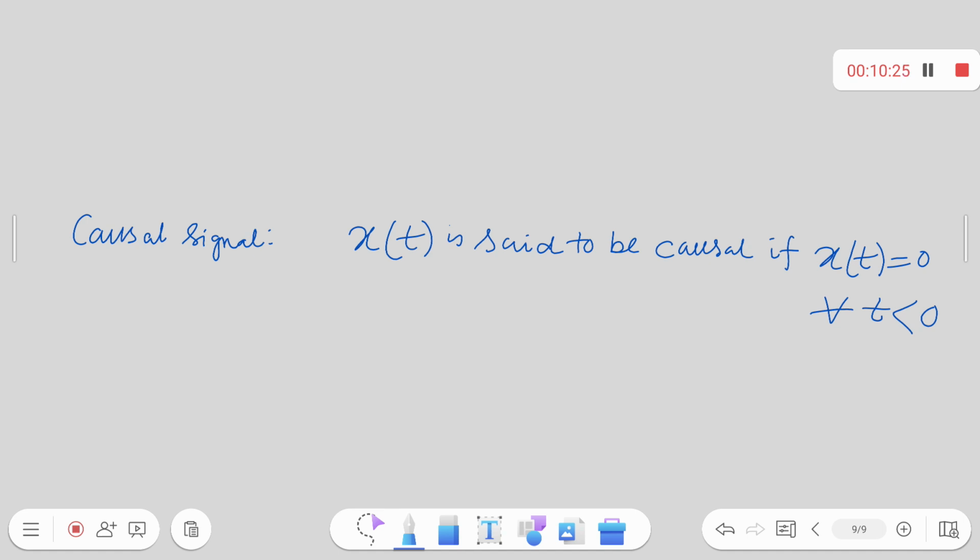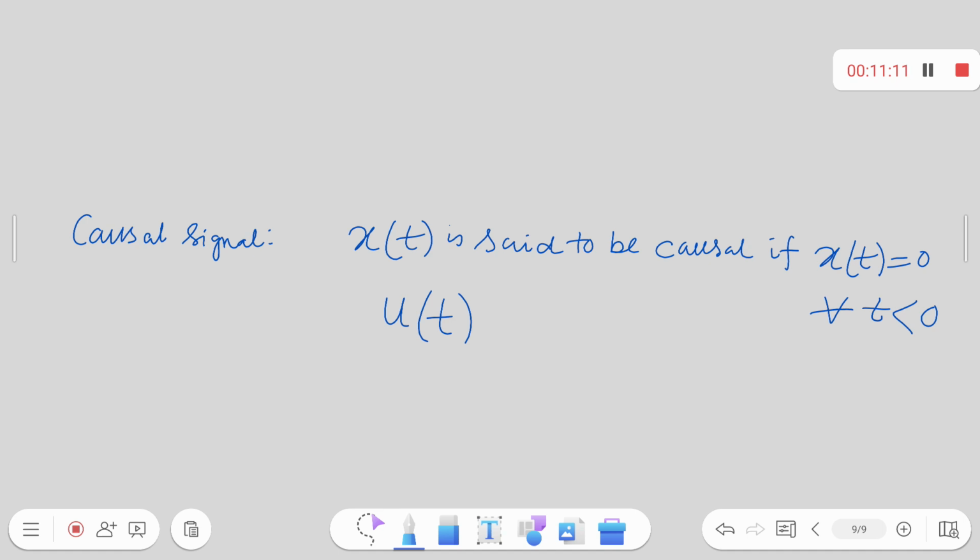So here we consider that t is equal to 0 is the reference. If for all t less than 0, the signal x of t is equal to 0, then I call the signal a causal signal, right? So can you give me some example of a causal signal that you have already studied in this course? Any signal which is a causal signal. Unit step. Very good. So unit step u of t is a causal signal because it exists for t greater than or equal to 0. For t less than 0, this is always 0. It's a causal signal.